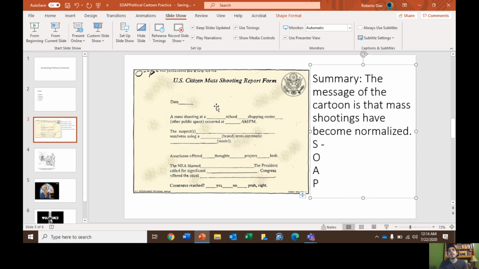Just one more thing that I forgot to mention about this political cartoon. It has a seal of the country of the United States here. It says "U.S. Citizen Mass Shooting Report Form," but it has this feel to it, like a DMV application, handed out to a lot of people, and everyone fills it out, and you submit it, and that's it. That contributes to how I came to my conclusion about the main message of the political cartoon.